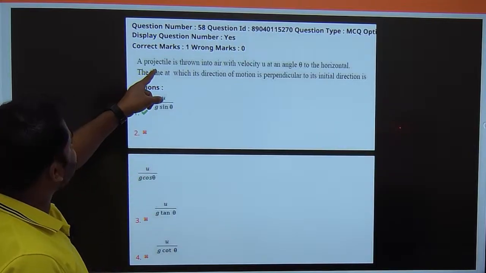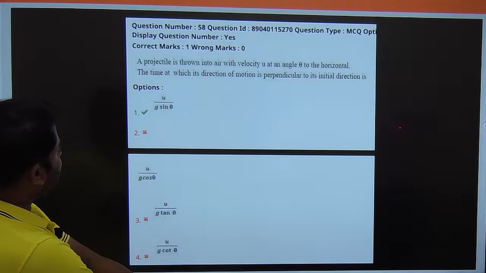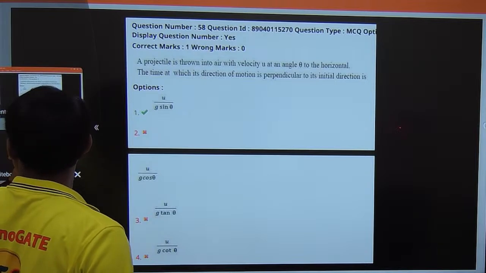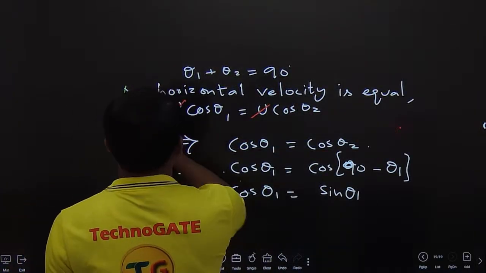A projectile is thrown into air with a velocity u at an angle theta with the horizontal. The time at which its direction of motion is perpendicular to its initial direction. Okay, fine. So let me just remove this because this is not helping.